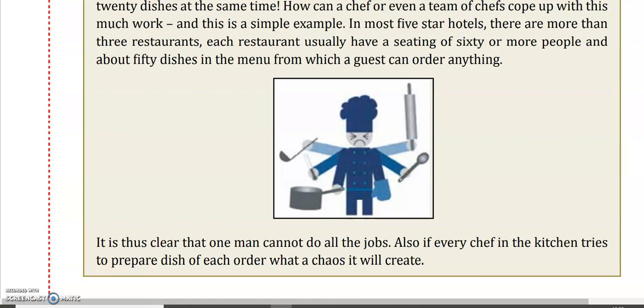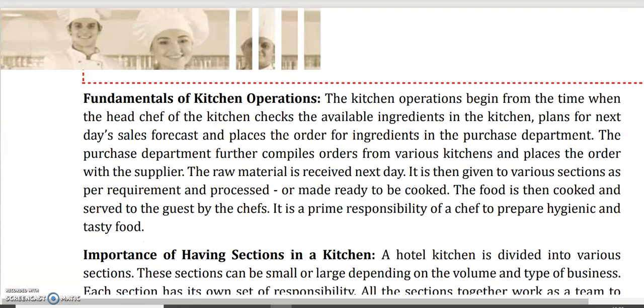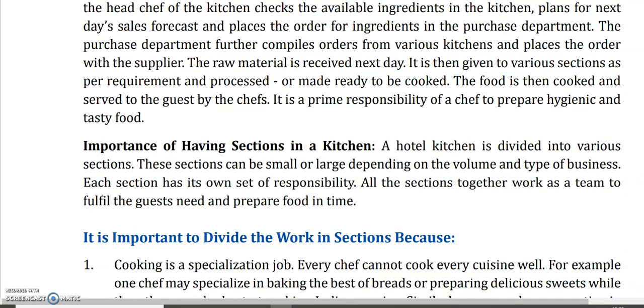So that's about a commercial kitchen, where we have to cook food in large amounts. That is large scale production of food. And there are different sections in a kitchen, which we're also going to learn about. A hotel kitchen is divided into various sections. These sections can be small or large depending on the volume and type of business. Depending on how big our hotel is, the size of the kitchen and the sections in it will vary accordingly.